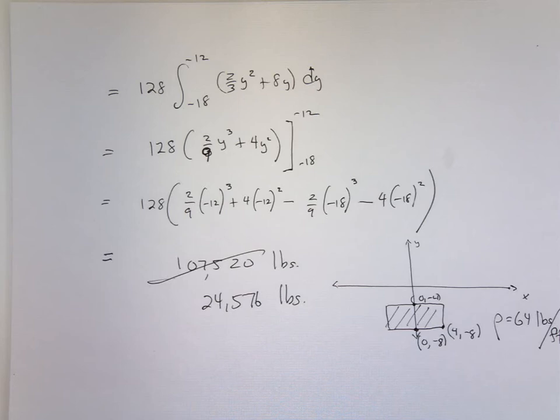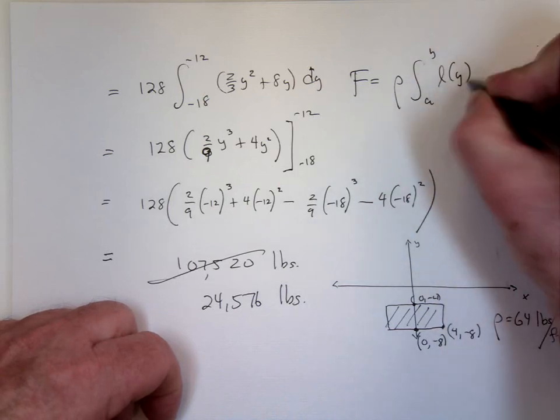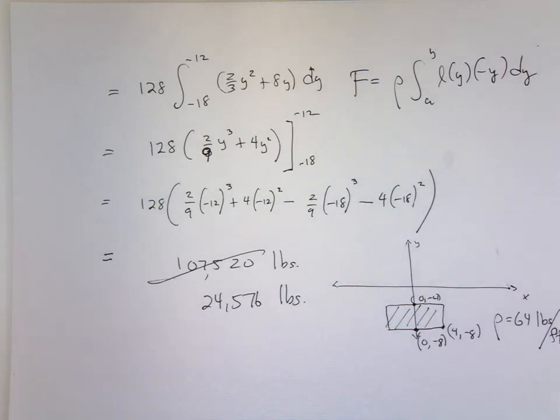We need at least a few people getting it right. The original formula is fluid force is equal to density times the integral from A to B of the length of the rectangle times negative y dy. In this example, you could use the symmetry and double it and go halfway across, or you can go all the way across. In this one, it's easy enough to go all the way across because it's a rectangle.